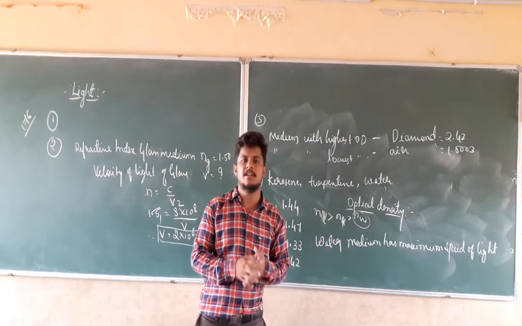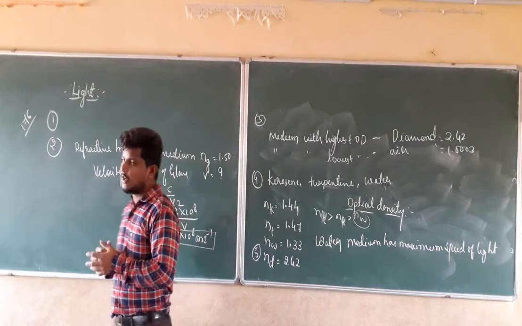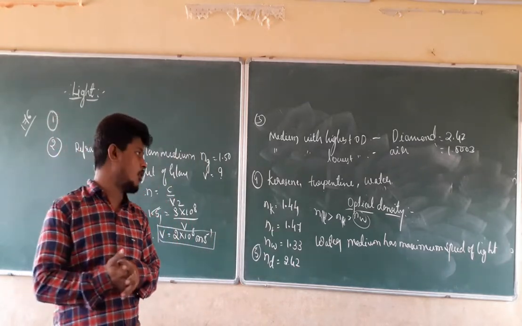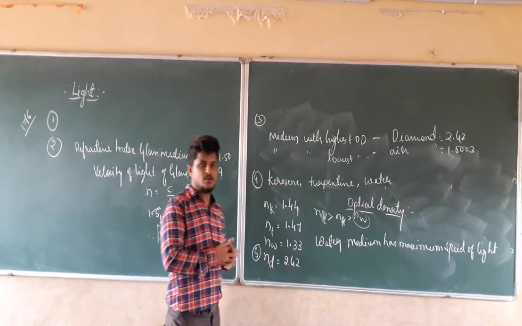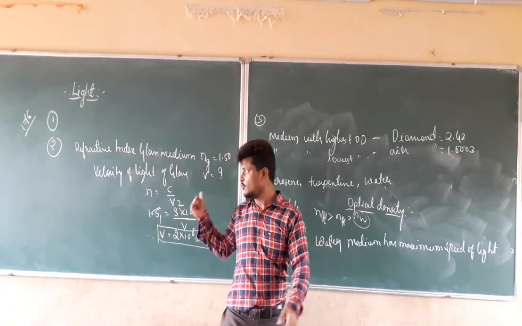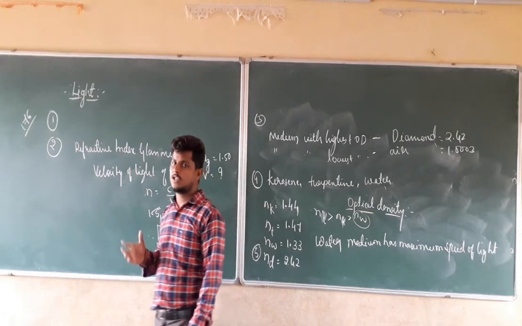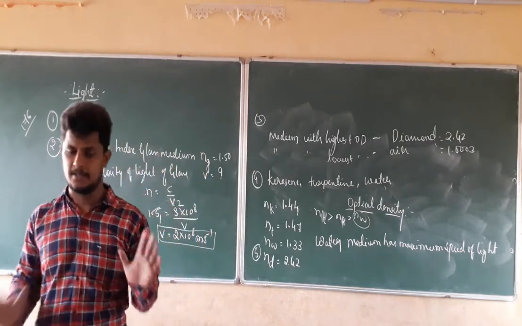These are the 5 text questions. I hope this much is clear about the refractive index and the numericals, which are the questions that are going to come in this topic. In the next video, we are going to discuss spherical lenses.